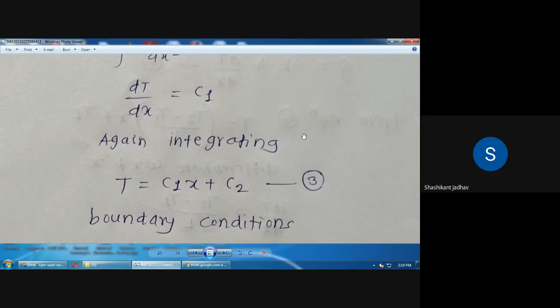Who will tell? When the value of x is 0, it means at that time L becomes 0, as L increases in the x direction. Then at that time, what is the value at the left hand face? What is the temperature value? Anyone unmute yourself and tell me the answer. At x is equal to 0, what is the value of temperature? Pawar?